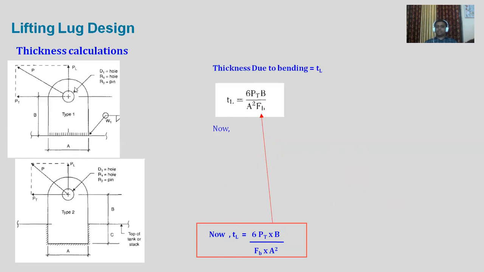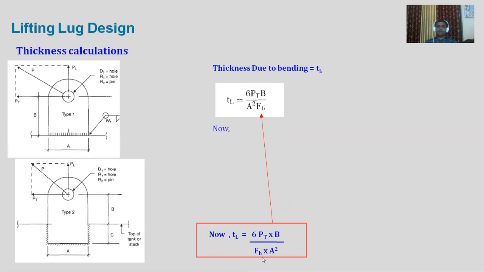As we can see, P is the reaction, and it will create one horizontal and one vertical reaction. Because of the horizontal reaction, there will be a bending moment, and because of this bending moment, by this formula, we can calculate the value of the thickness that is going to be provided for that lifting lug to resist this much force, which is going to create a bending.